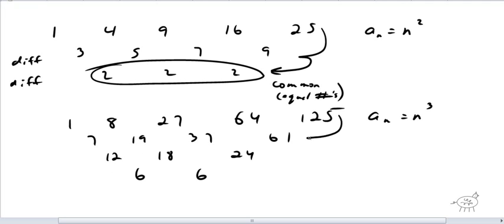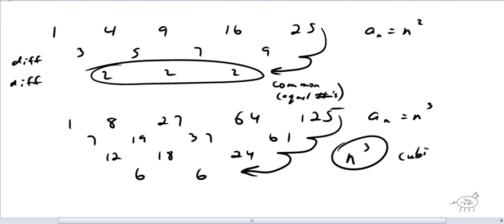So it took us 1, 2, 3 times to get the same number. So you can see that if it takes 3 times, it's going to be n cubed, a cubic. And because it took 2 times on top here, it's a quadratic. That's obviously pretty easy just by looking at the differences.